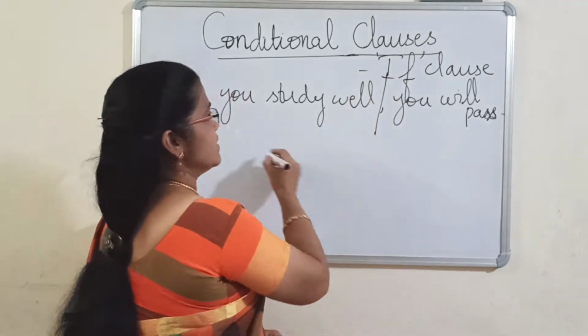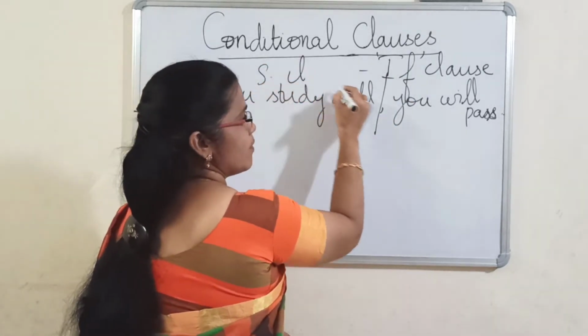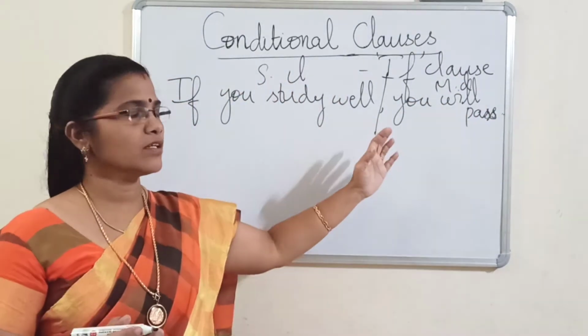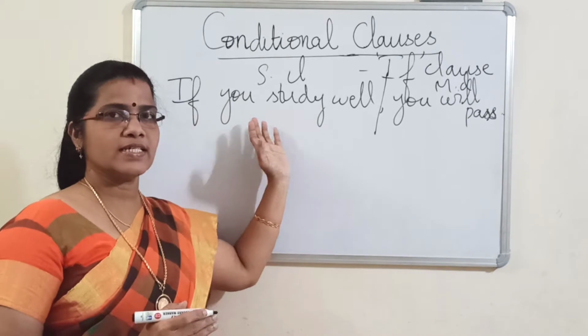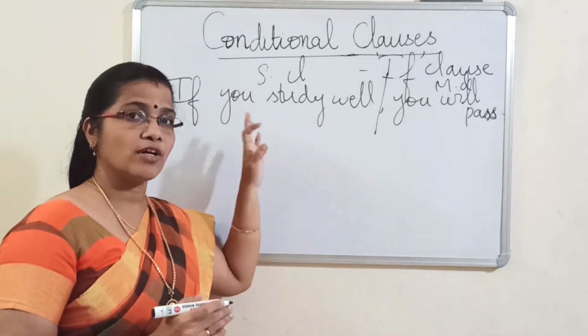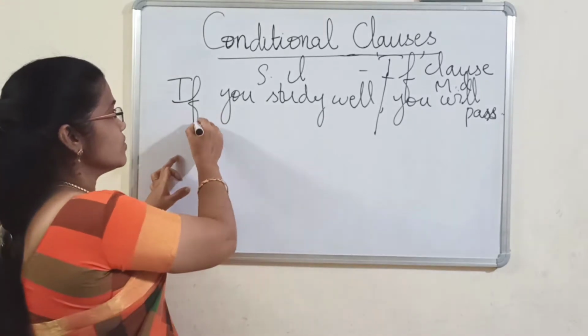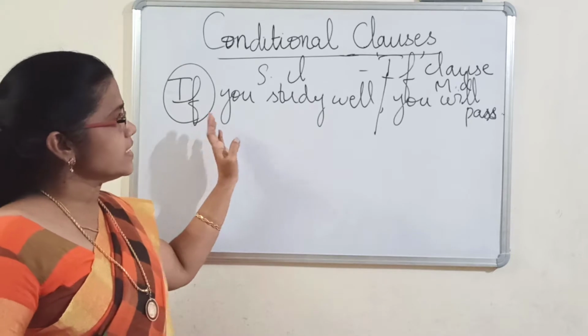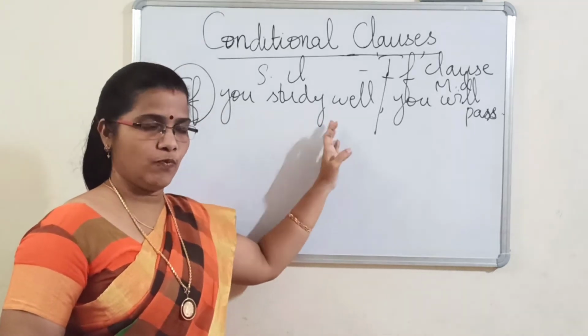So you can split the sentence like this. This is a subordinate clause and this is a main clause. You will pass is a main clause. If you study well is the subordinate clause, and this is known as conditional clause or if clause because you have used the conjunction if here. Now, this is example for type 1.